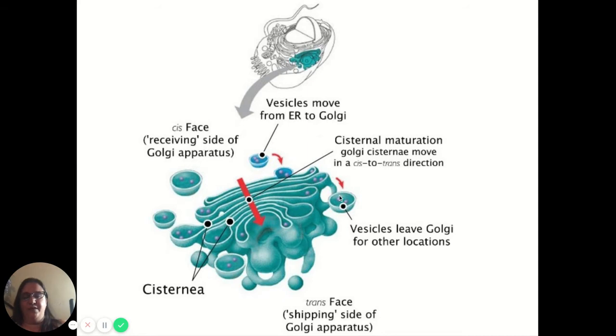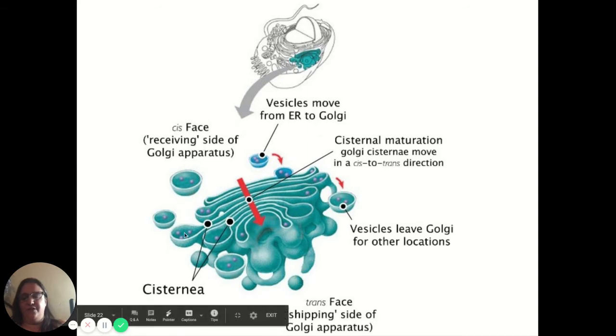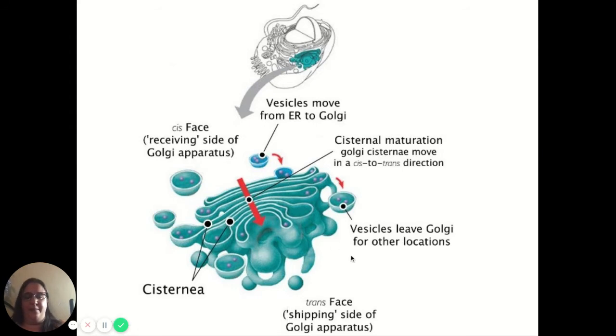And it will form these little vesicles. So when you see these little bubbles that are off of the Golgi, that's what's happening there. There are little vesicles that will leave to go to other areas of a cell or even to different cells.